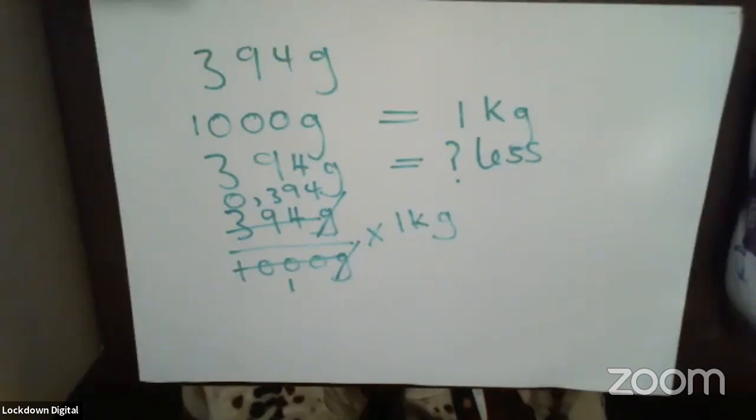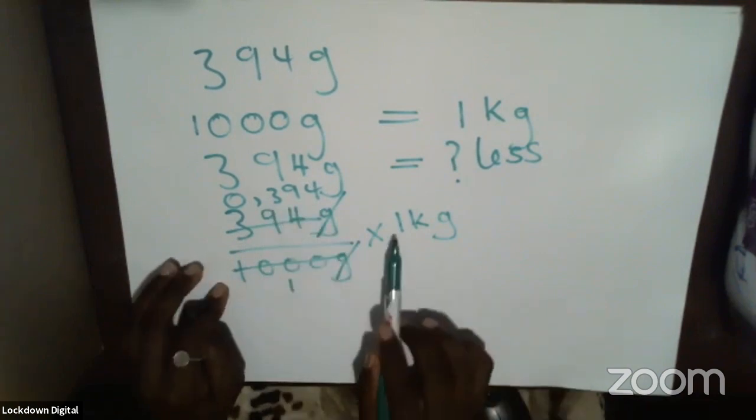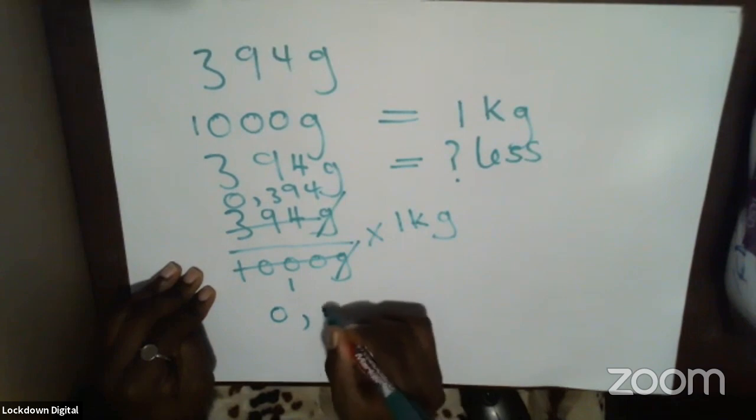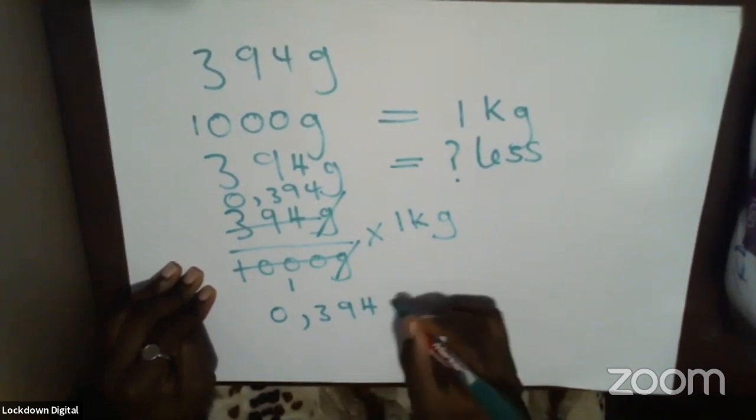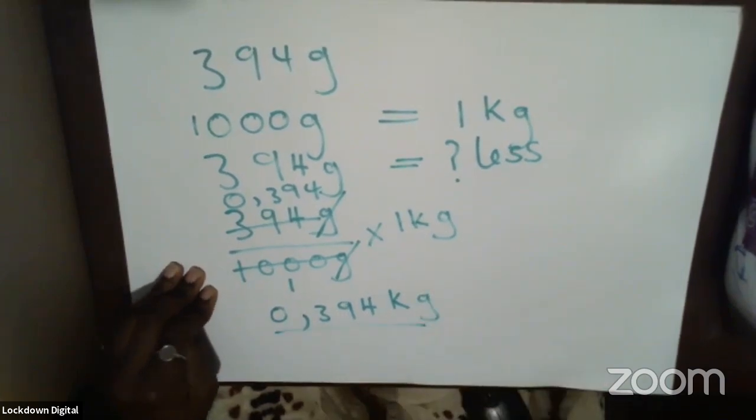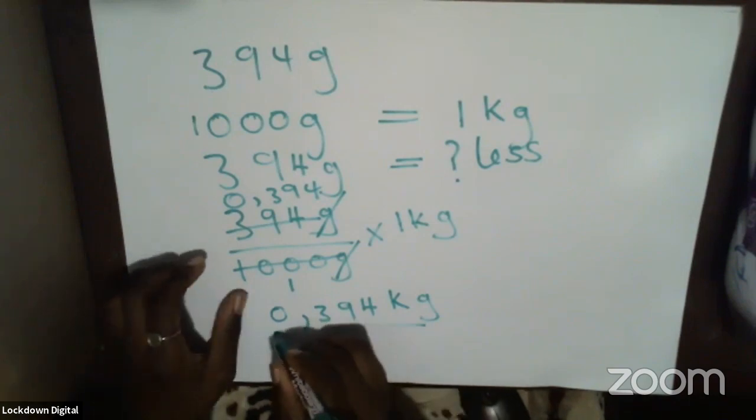So how do we tackle this? We have 0.394 times 1 kg. So this will give us 0.394 kg. This is how you get to the answer.